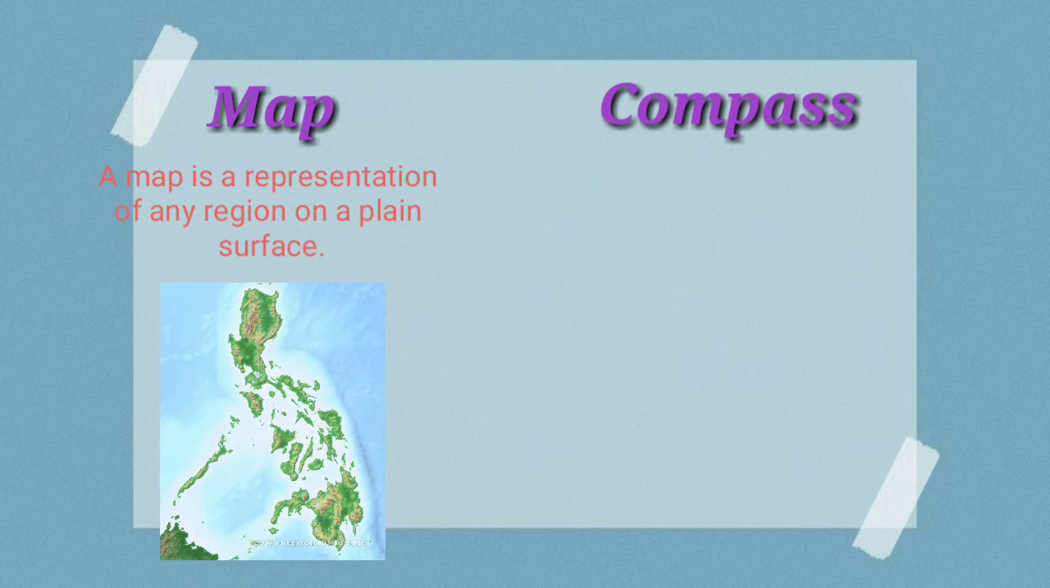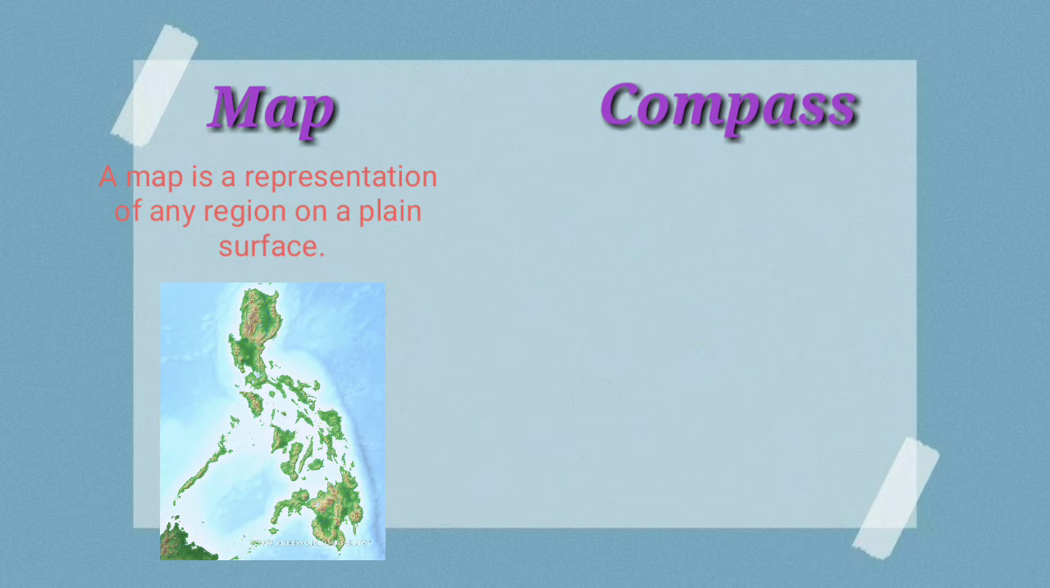Now, let's know what is a map and what is a compass. A map is a representation of any region on a plane surface. This means that a map of the Philippines is a picture of how the Philippine islands would look like if they were viewed from above.